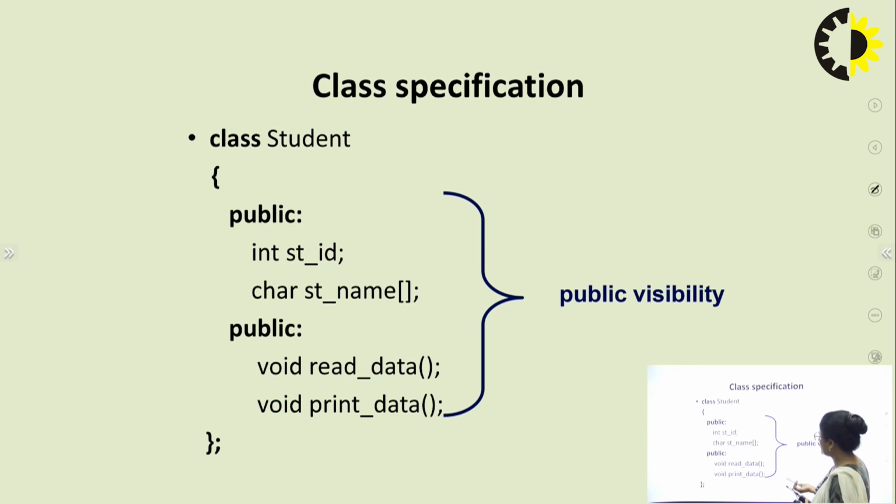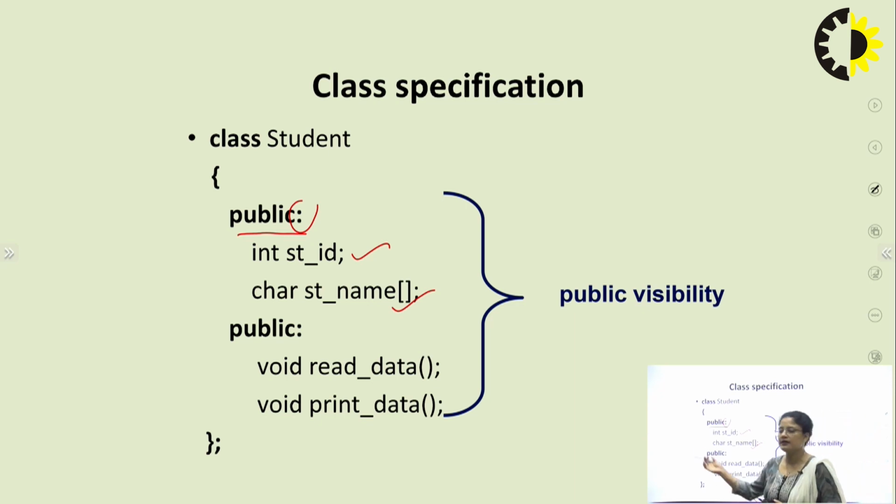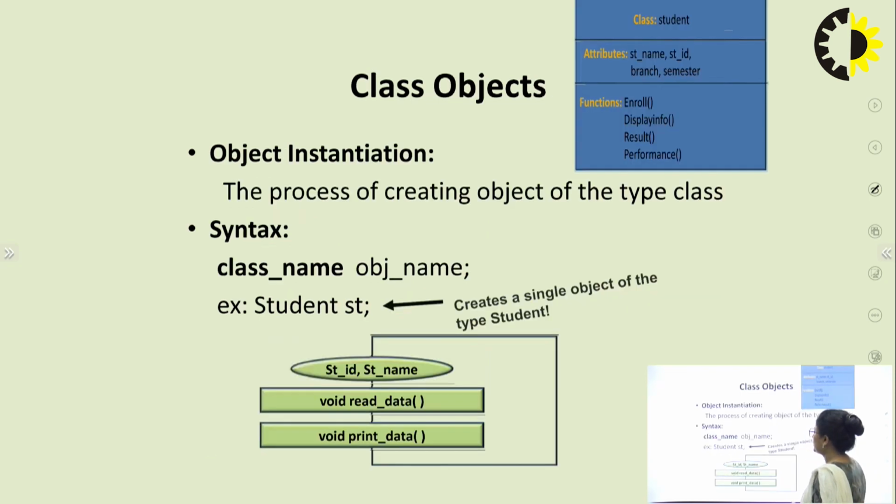Now, if we want to make it something other than private, like public or protected, we have to use the keyword public. For example, in this particular scenario, we are making them public. So you have to use the keyword public followed by the colon, and the members which you want to make public. If you want protected, then you will write protected. Whatever follows the public keyword will have public visibility. Similarly, we can go for protected visibility.